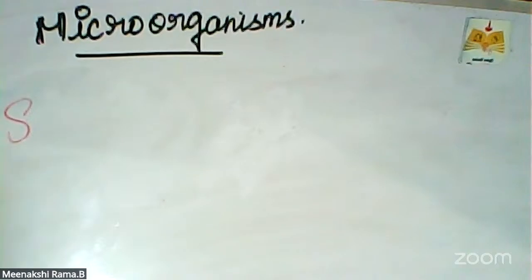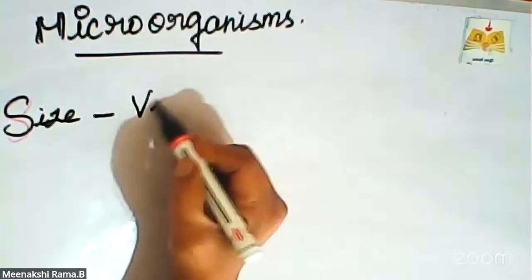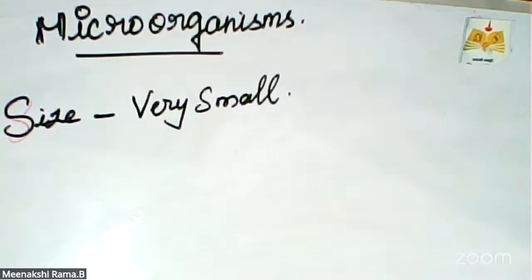So the size of the organism is very small. This is the basic concept of microorganisms. Because the size is so small, we can't see them with the naked eye. How can we see microorganisms? With the help of the microscope, we can see them.